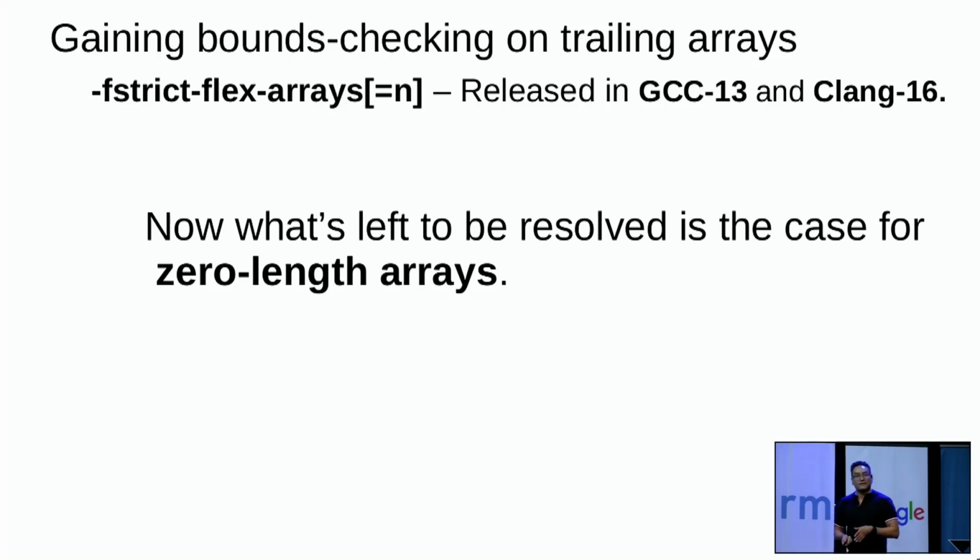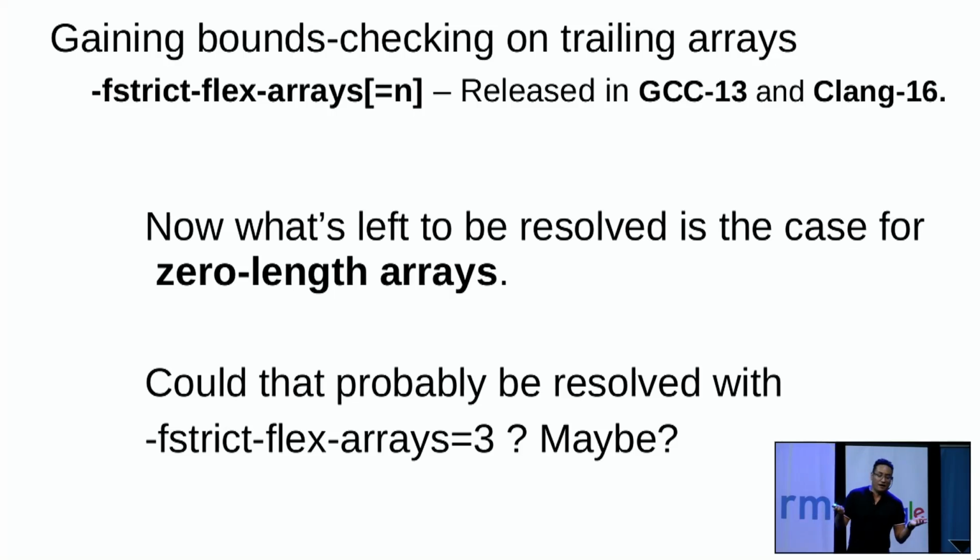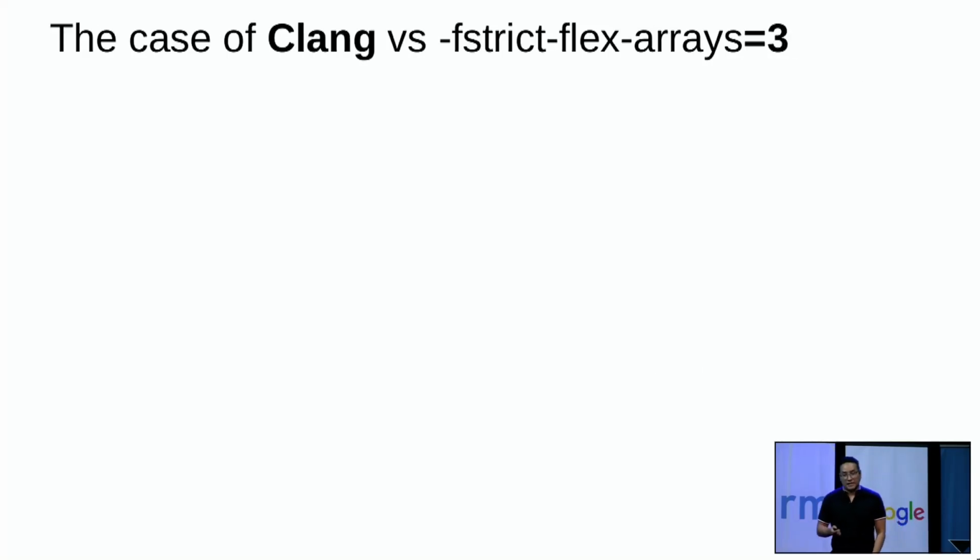However, we are left with the case of the zero length array, and we also would like to fix that, because we just want to use C99 flexible array members as variable length objects. So what do we do about it? Well, probably the next logical step is to implement level value 3, right? But Clang developers had an issue with that.